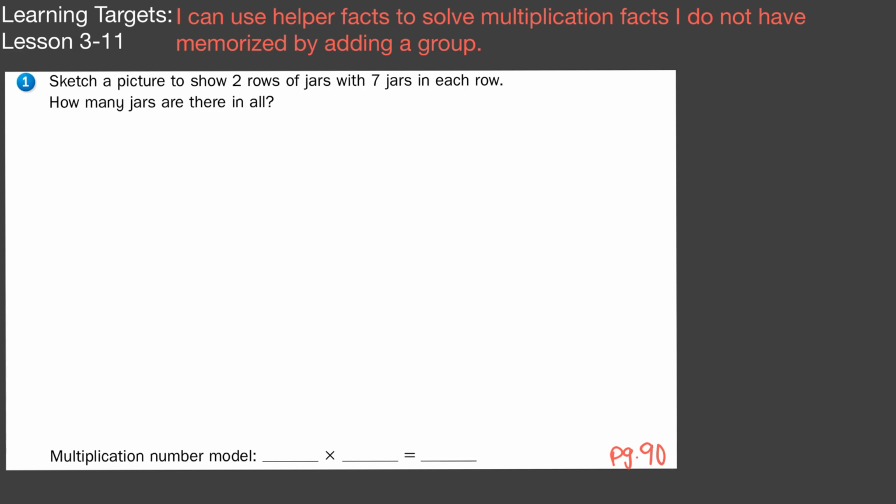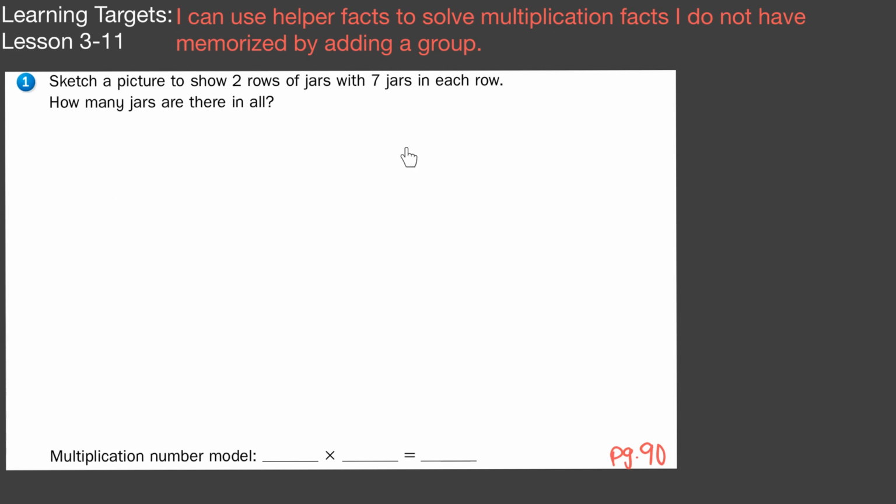All right, class, let's get rolling right away with lesson 3-11. For those students in the loft, we know that we're going to first start by looking at our learning target. And today we are trying to use helper facts to solve multiplication facts that I do not have memorized. And we're going to do that by adding a group. So this is on page 90.